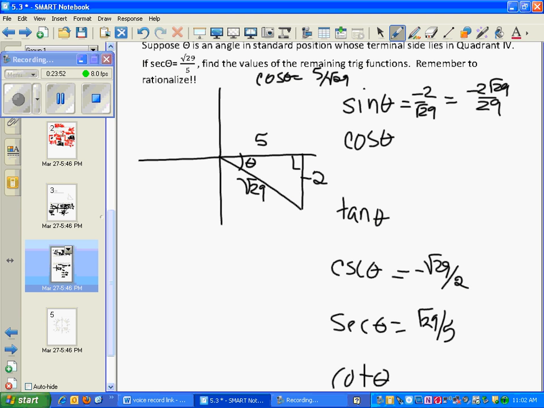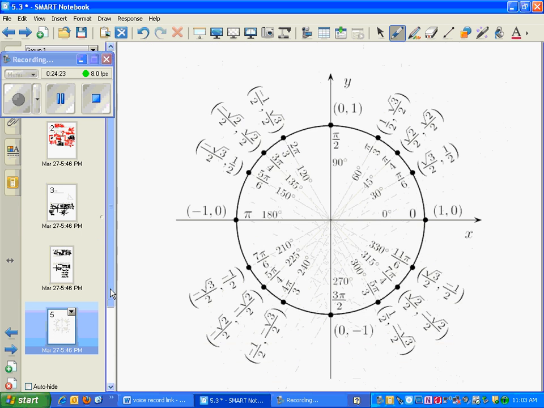All students take calculus? Yep. That's why this is negative. All right, so the cosine is going to be 5 over root 29, which when we rationalize is 5 root 29 over 29. And so then the secant, which we already had. The tangent is negative 2/5, and so the cotangent is negative 5/2. We're getting this? Making sense? And then we're done. This is what I wanted to show you.